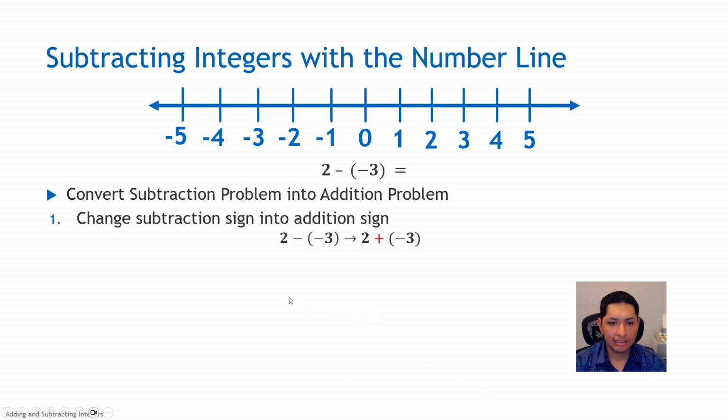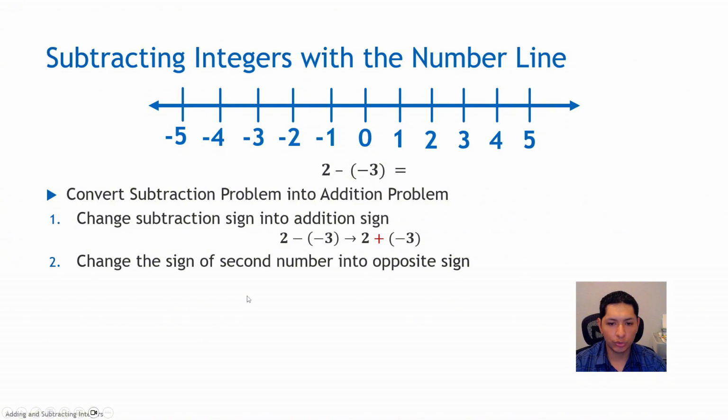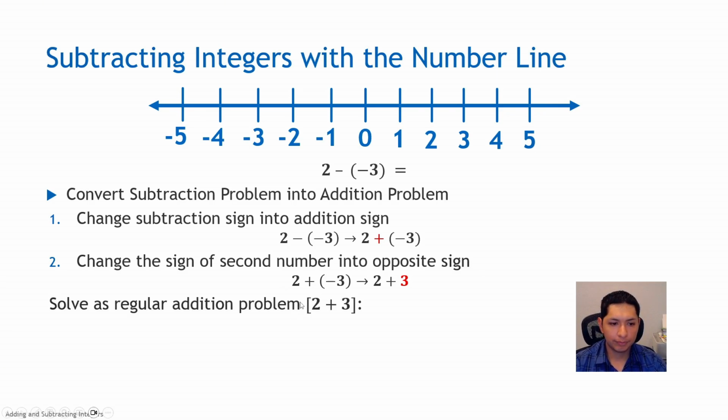So in this case, the sign that we need to change is the one immediately to the right of the 2. So that subtraction becomes addition. Next, we have to change the sign of the second number into its opposite sign. The second number here is negative 3. The sign of that is negative, so to change it to its opposite sign, I am going to turn that negative 3 into a positive 3. So when I convert those two signs into its opposite, I get a new problem. I get 2 plus 3. In other words, 2 minus negative 3 is the same thing as solving 2 plus 3.